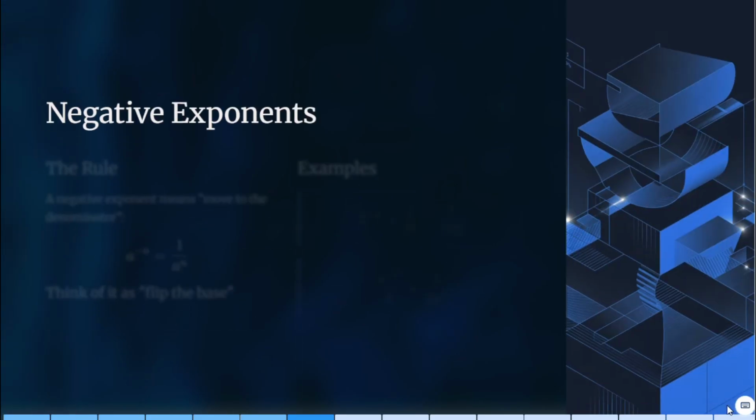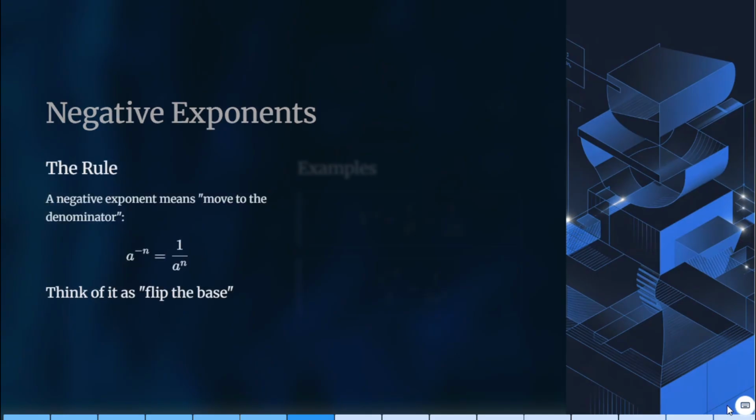Let's talk about negative exponents. If you have a to the power negative n, this can be rewritten as 1 over a to the power positive n. So negative exponents create reciprocals. The base moves from numerator to denominator or vice versa, and the exponents become positive. Some people refer to it as flip the base.